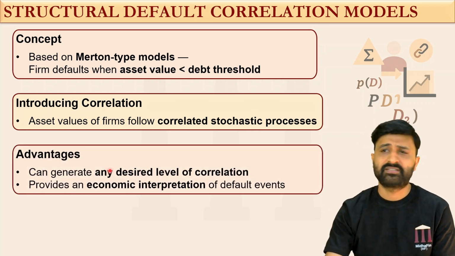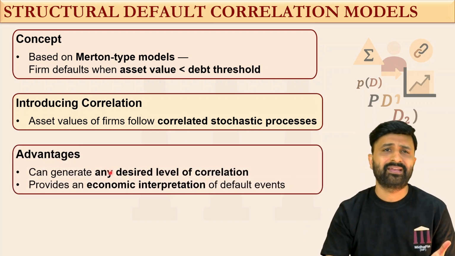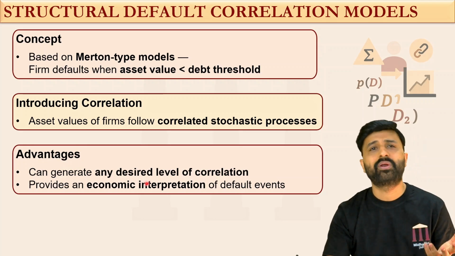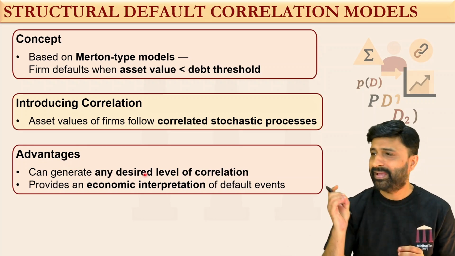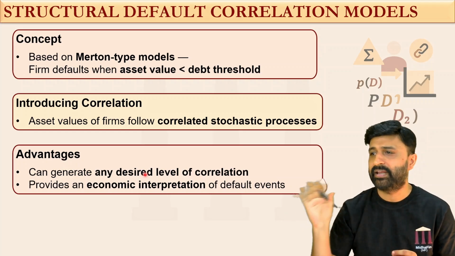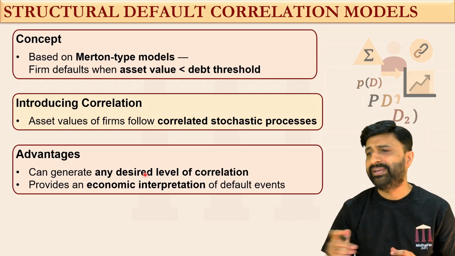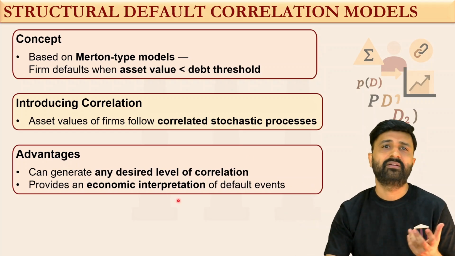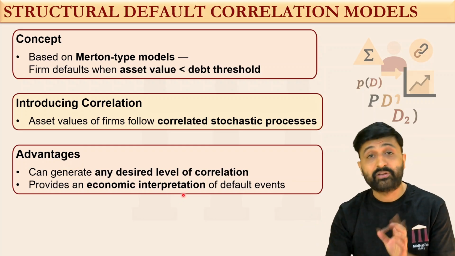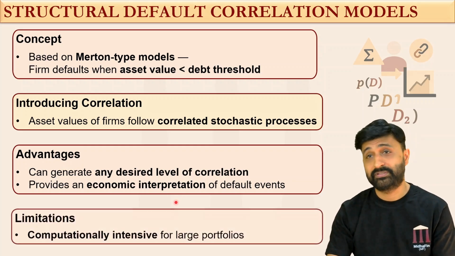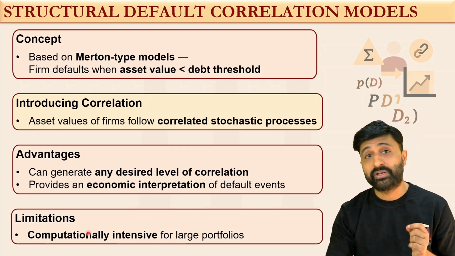So the advantages: the beauty of structural models is that they can produce any level of correlation you want simply by adjusting the correlation between asset processes. They also give you a clear economic story behind each default event. It's not just about probability, it's about financial deterioration as well. But of course, there will be limitations. They are computationally much heavier.